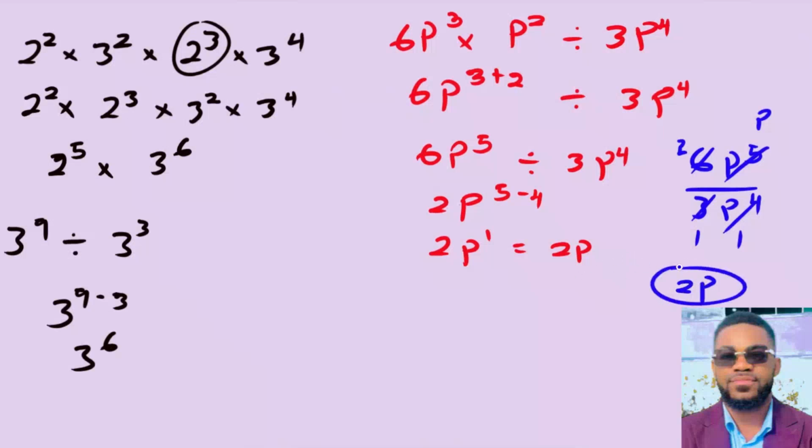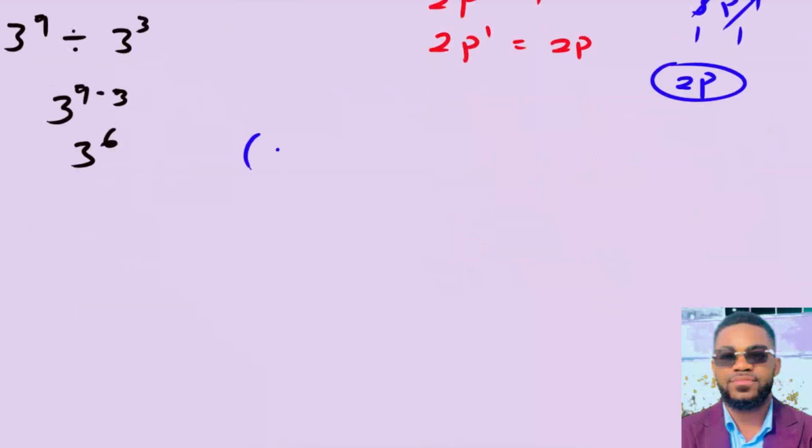So we are going to get the same answer. Let's move on to the next question. We have (2 exponent 6 times 3 exponent 4) divided by (2 exponent 4 times 3 exponent 2). How do we simplify this?